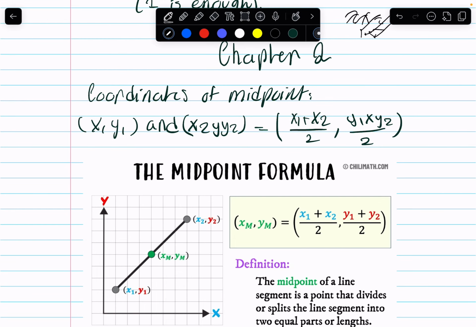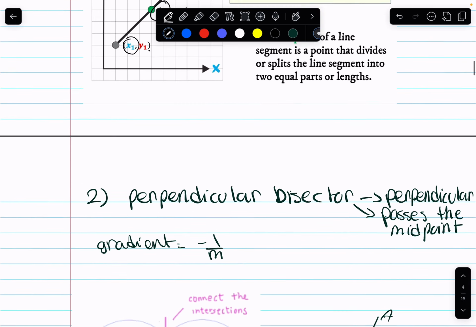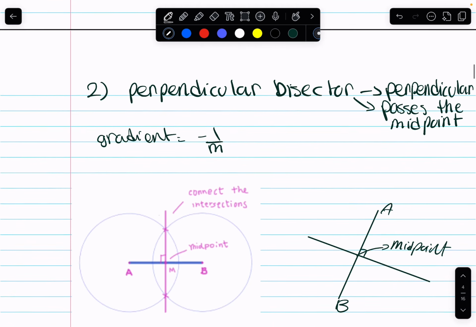So chapter 2, if you have a midpoint, you want the distance of both of them over 2. So x1 plus x2 over 2 gives you the x coordinate. y2 plus y1 over 2 gives you your y coordinate. Midpoint is basically what's exactly in the center, and we want the coordinates.